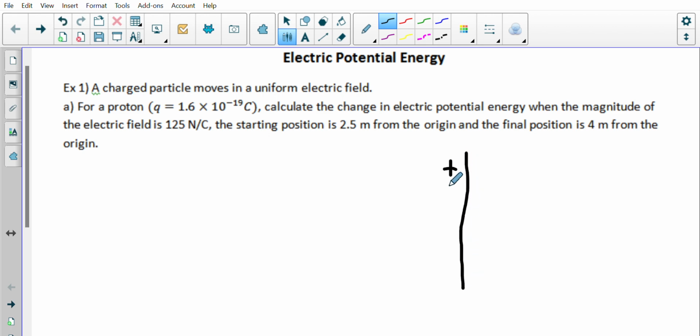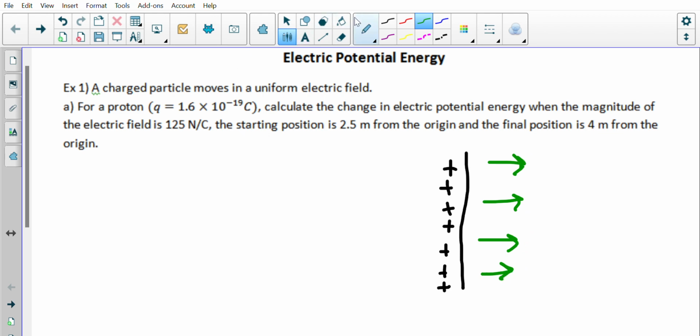I'm going to have our positive plate here. All right, there it is, and then I'm going to create the electric field. So let's use some green arrows because again it goes away. All right, so there's our electric field.